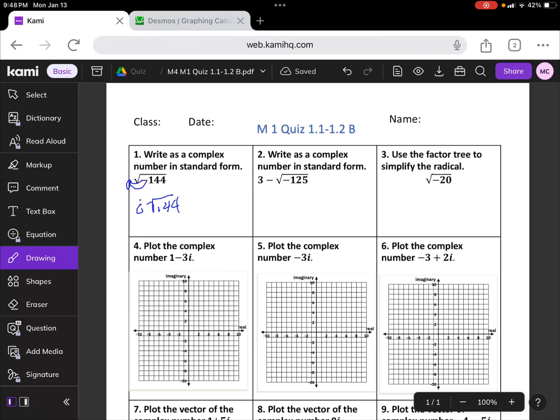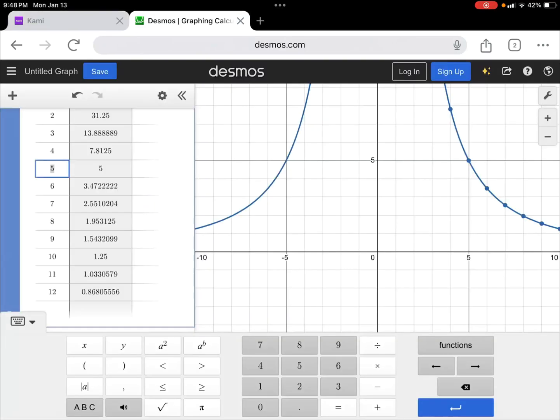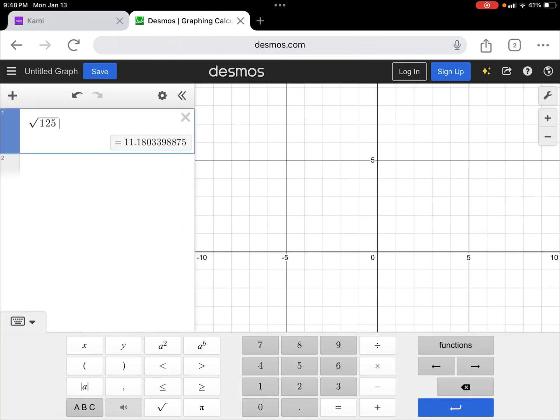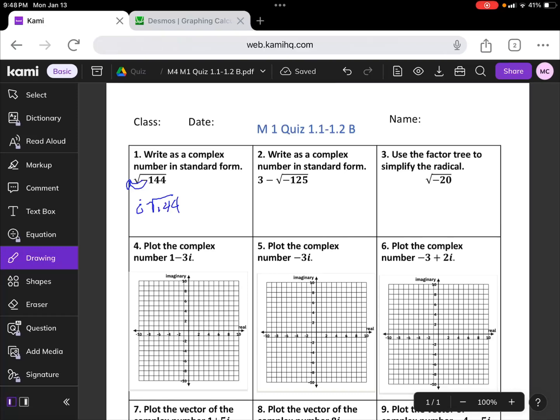Now if we don't know if that is a perfect square or whatever, remember you can always go to your Desmos calculator when it says calculator active, which that is, and we can put it up under a radical. So we say square root of 144. And if it is an even number, as this is, then we know that it's a perfect square. So when we have a perfect square, we only write that number once, which was 12. And don't forget, the I comes down with it. So our answer is 12I.